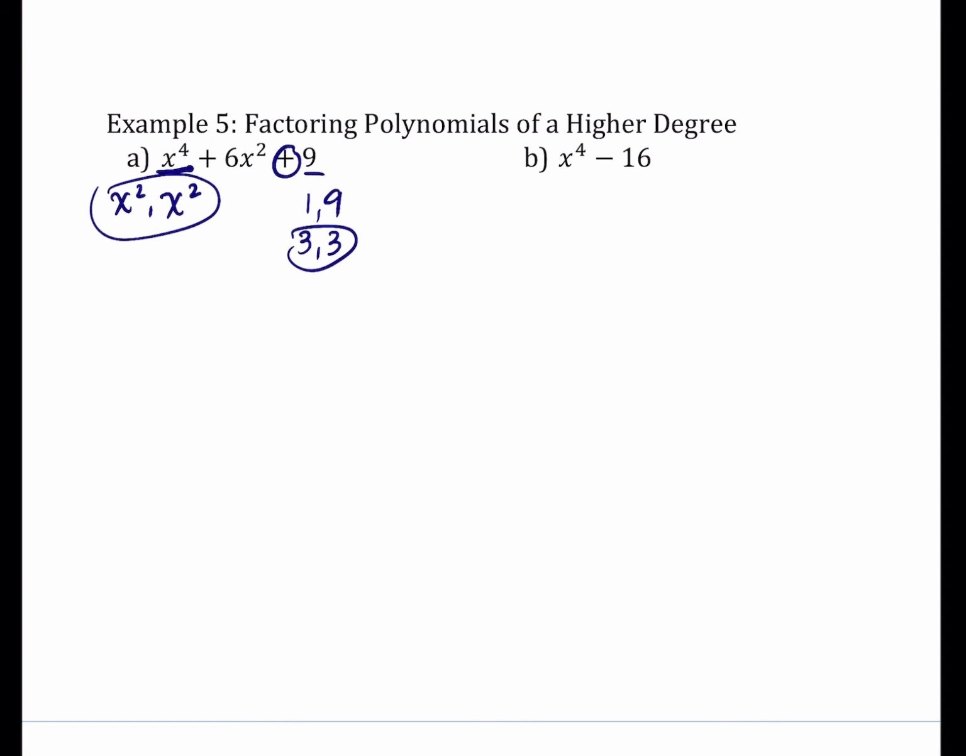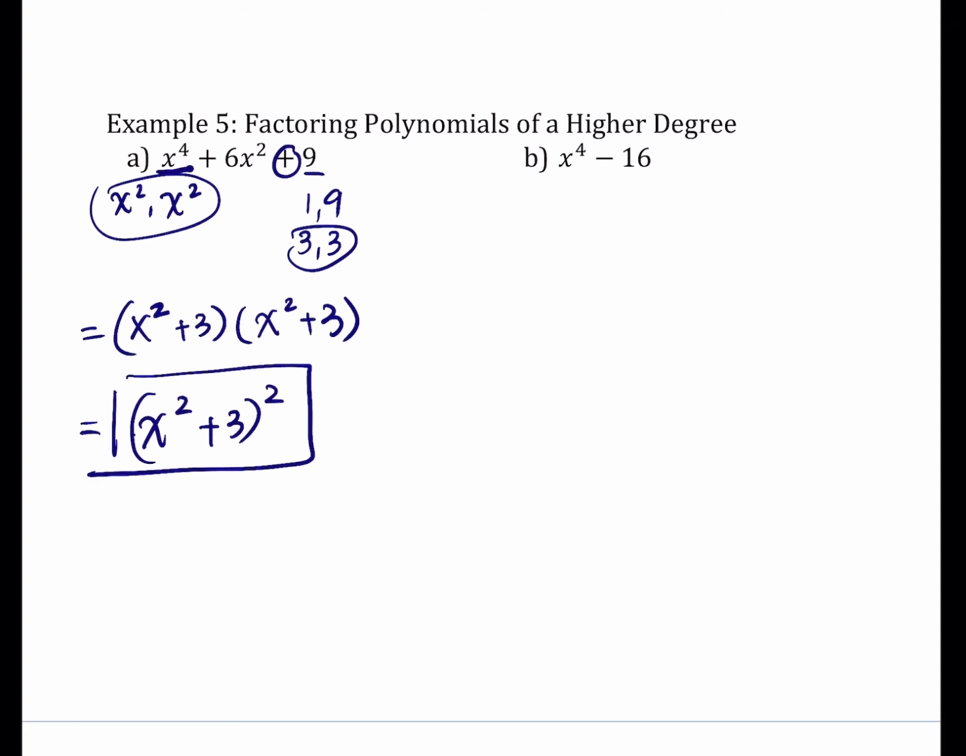So what I'm going to do is now set this up. x squared plus 3 times x squared plus 3. It's fine to present your answer like this. Another way to write it, notice that they're actually exactly the same, so I might be able to write it as x squared plus 3 squared. Nicer way to represent it, but if you do leave it in the other way, that's completely fine. But it is important to know that these two mean the same exact thing.